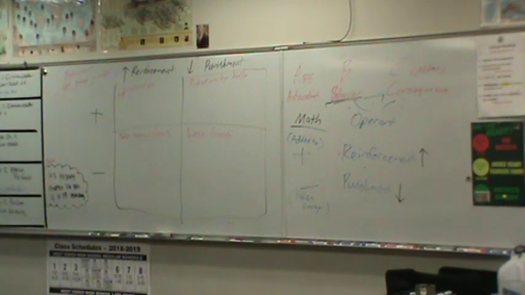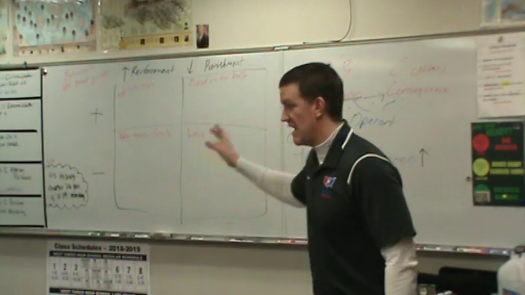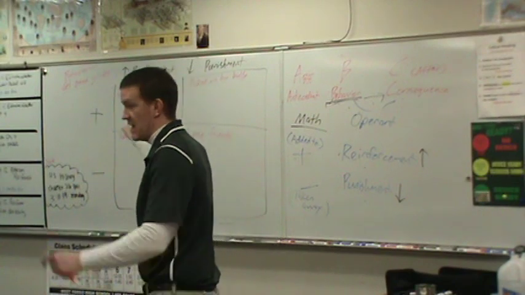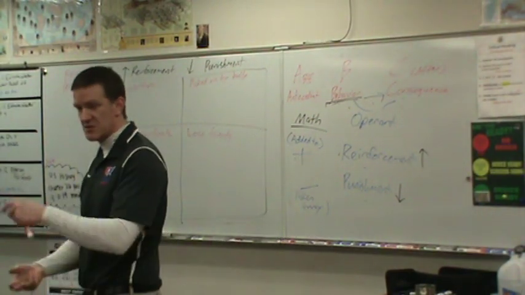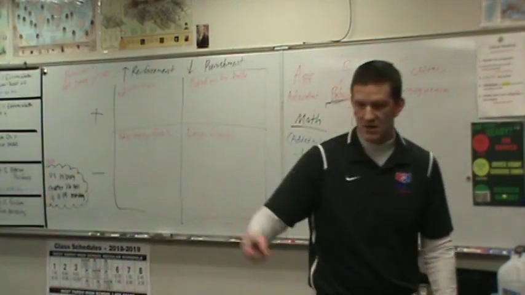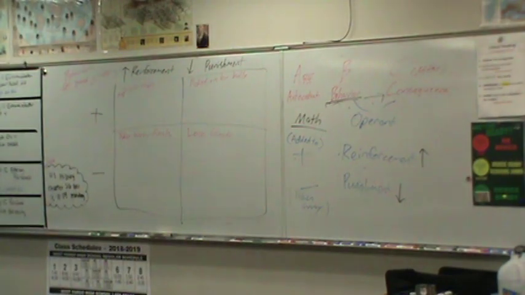Okay? All right, what I want you to do now is come up with some examples. Doesn't have to be the same behavior, could be unique behavior in each one. Give me an example of positive punishment, negative punishment, positive reinforcement, negative reinforcement. And then we'll talk about it. Go ahead.